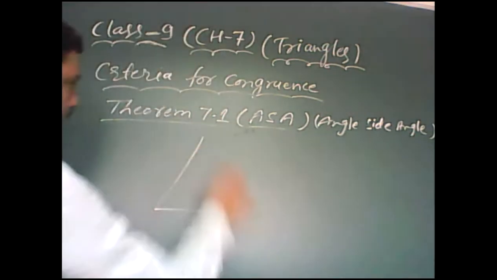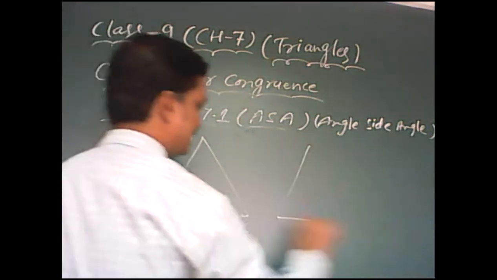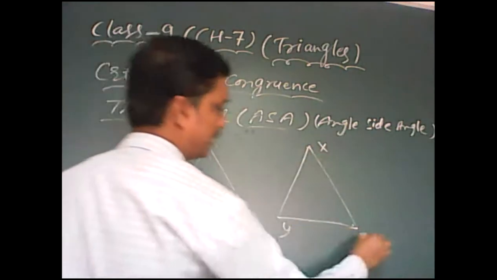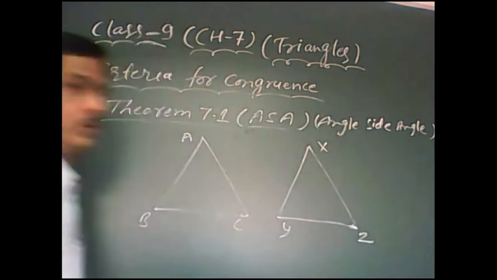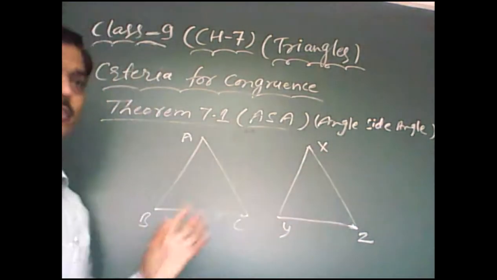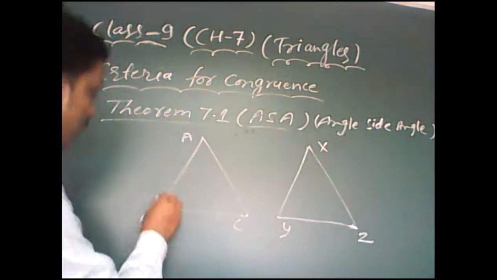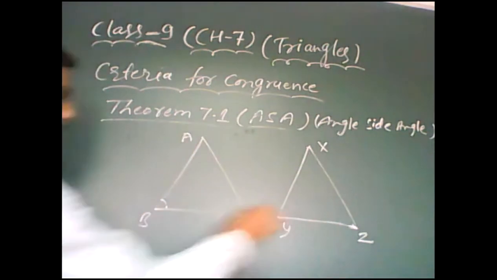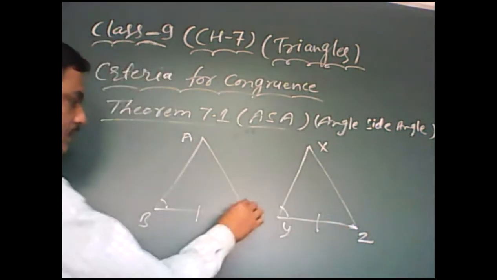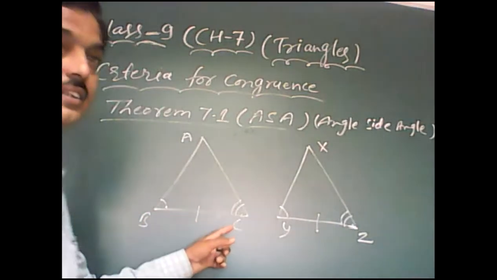Look at the screen. ABC and PQR, or we can write XYZ. You can name it using any alphabet. Now we need to prove the triangles congruent by ASA. So angle, corresponding this angle, side, side, again angle. That is the meaning of ASA.